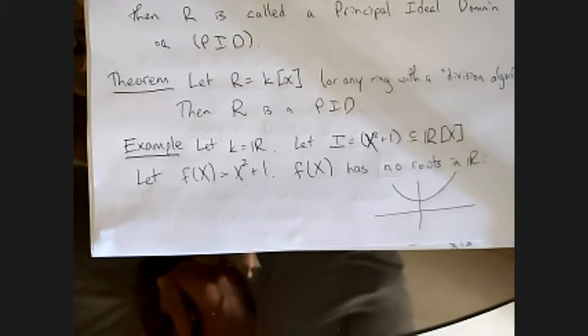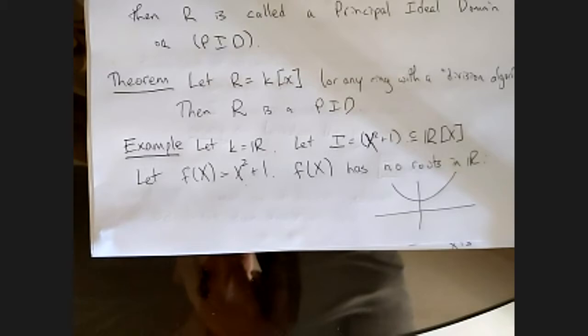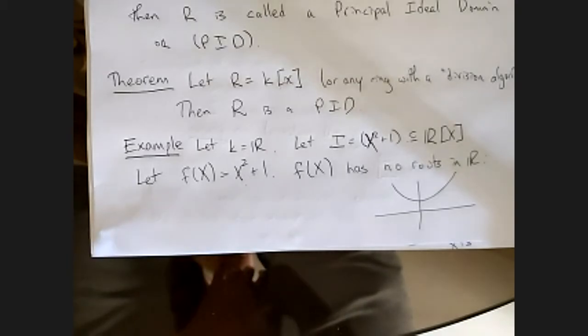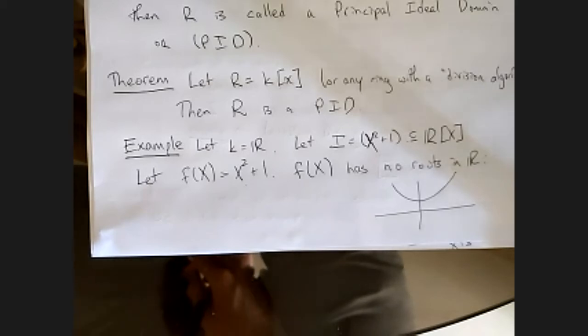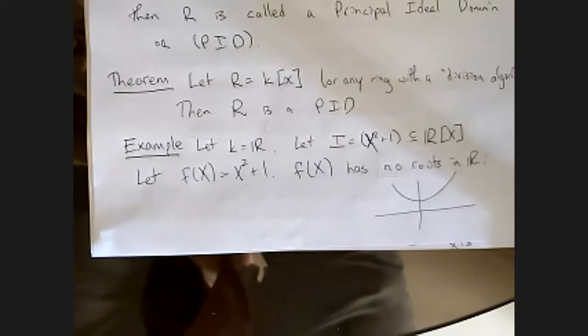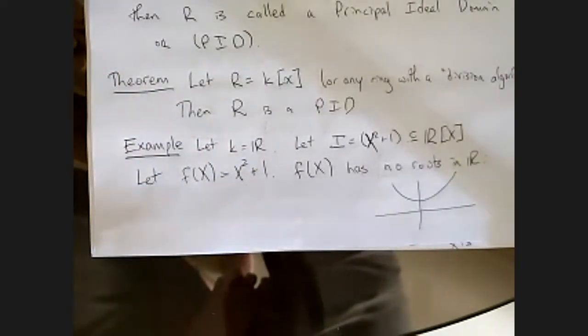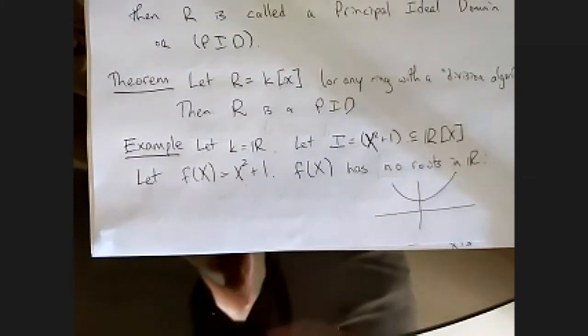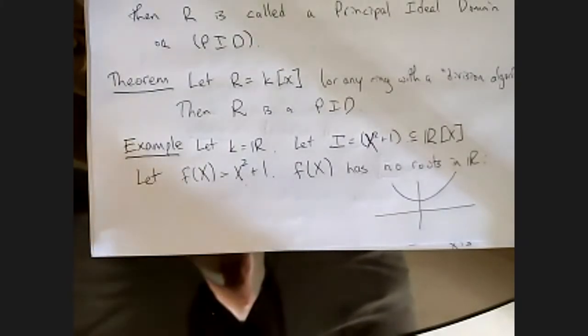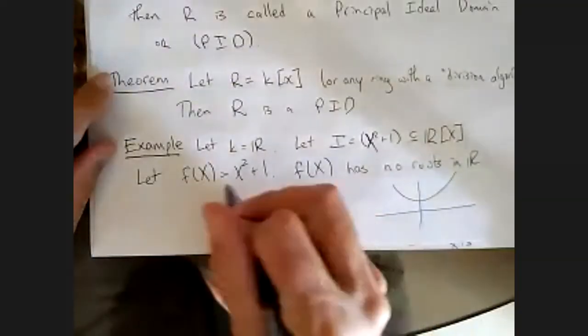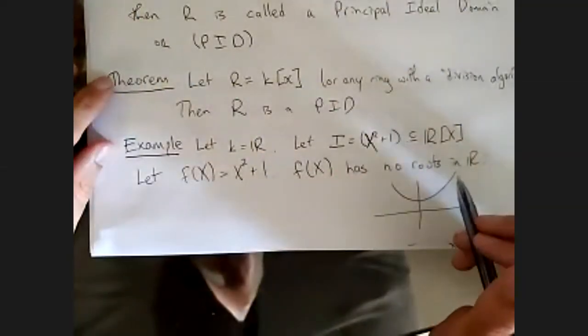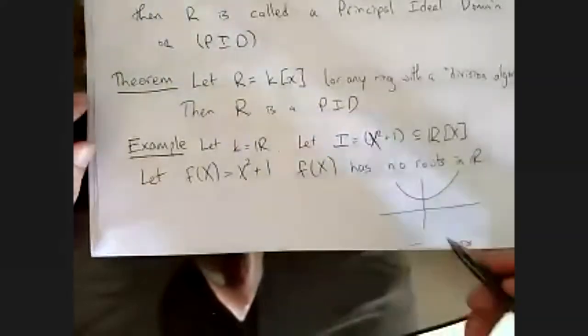In math, we don't like when things don't have limits, or when things don't have the least upper bound. That's why we have the real numbers. So you don't like it when polynomials don't have roots. That's why we have the complex numbers. This is the idea for the construction of the complex numbers. We take this f, which has no roots, and we just invent a field where f does have roots.